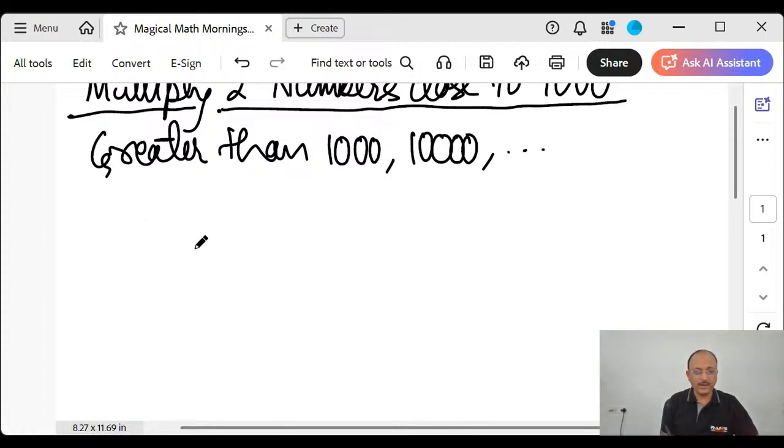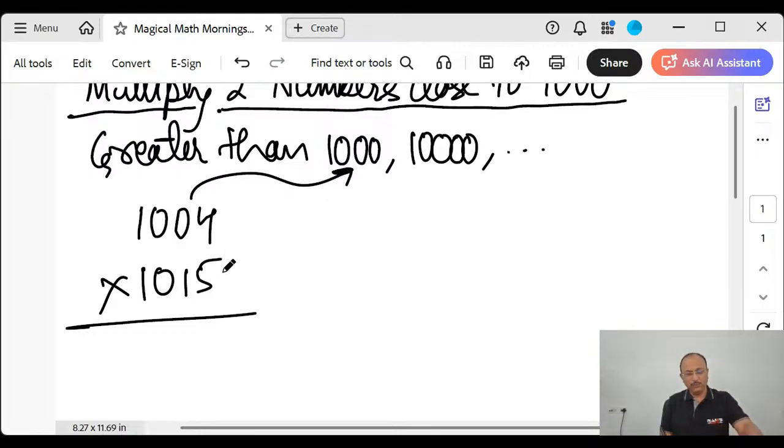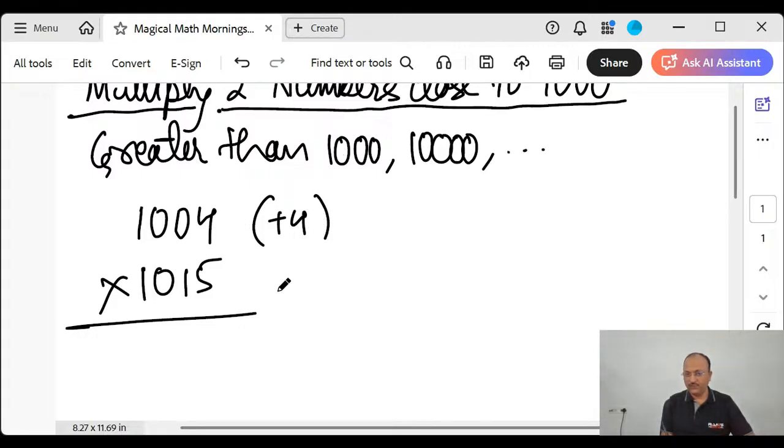We'll take one example of 1004 into 1015. Let's take two simple numbers. Which is the closest base here? 1000. Correct? These are slightly more than 1000. So find the difference of these from 1000. 1004 minus 1000 is 4. It is more, that's why I'm writing plus 4. 1015 minus 1000 is plus 15.